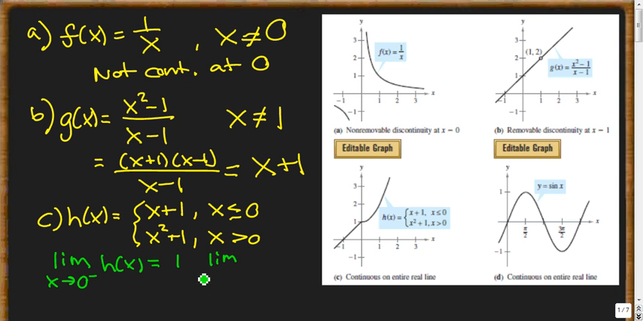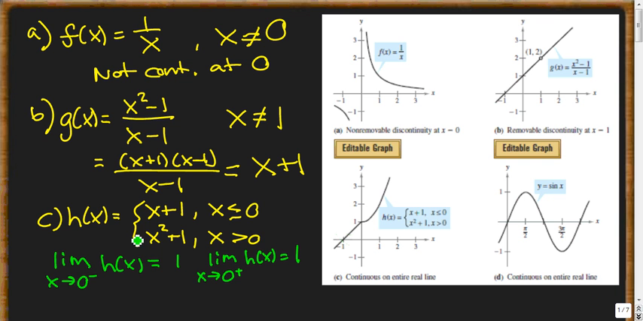And then we have the limit as x approaches 0 from the positive side. So now we're using this piece of h of x. That's going to be what happens when we plug in 0 into this, which we also get 1. So we're continuous because we're defined everywhere, and also at this one spot where we're worried, we actually match. You can see that in the graph, so we are good to go.